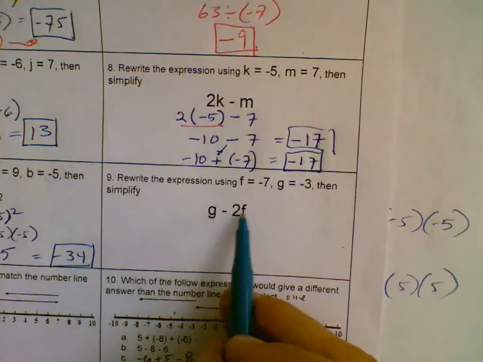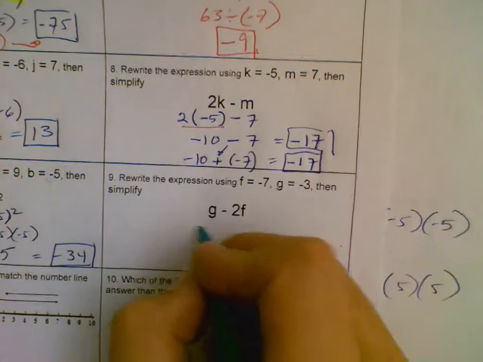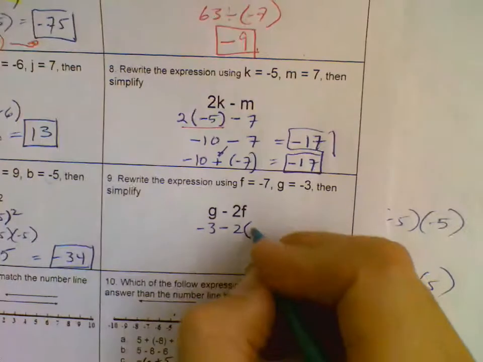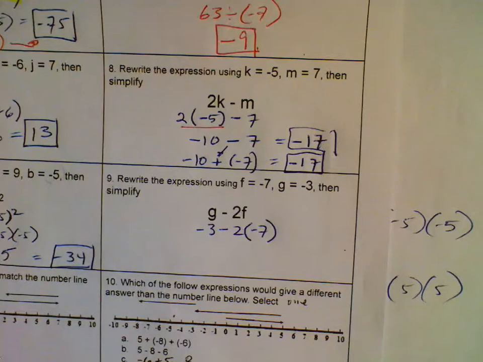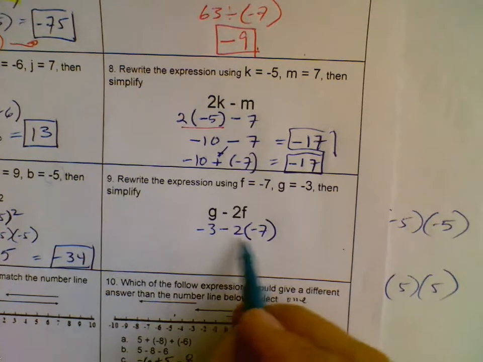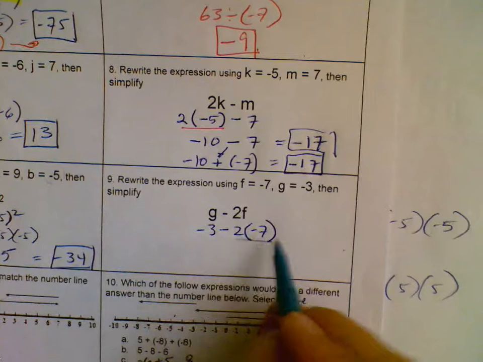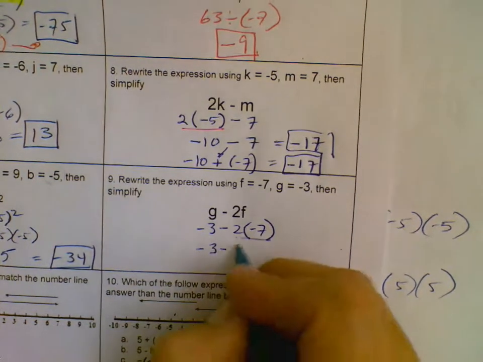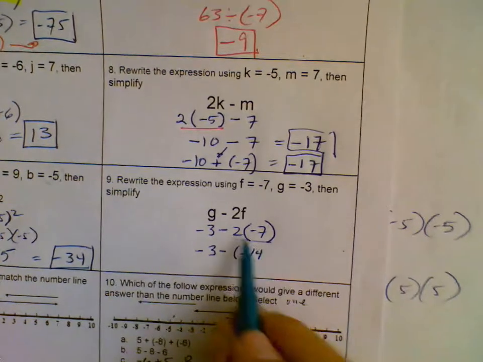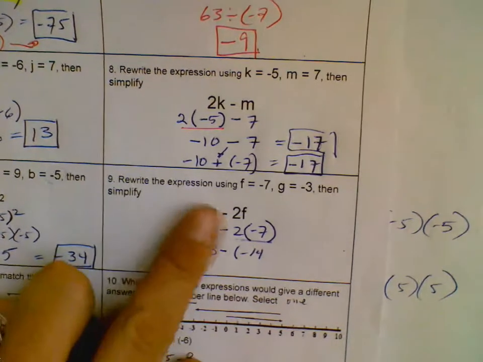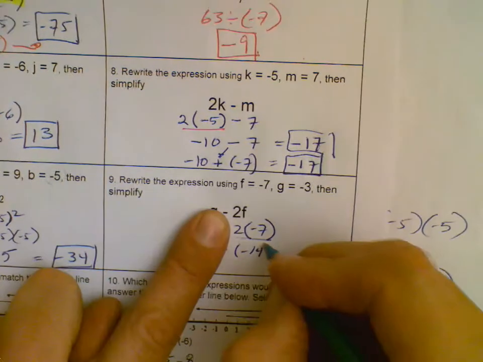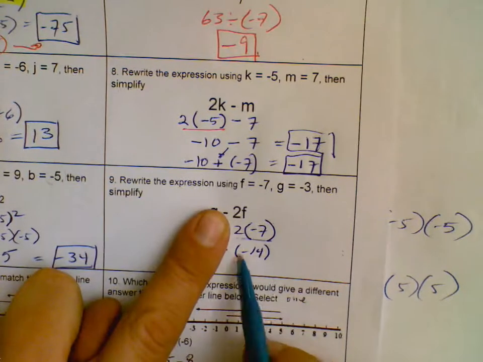Here I've got g minus 2f, and g is worth negative 3, so I have negative 3 minus 2 times f is negative 7. So here I have this multiplication to do first. 2 times negative 7, so I have negative 3 minus 2 times negative 7 is negative 14. Right? Different signs. And it might help if I cover that up. So I can say I have 2 times negative 7. So different signs, answer is negative.